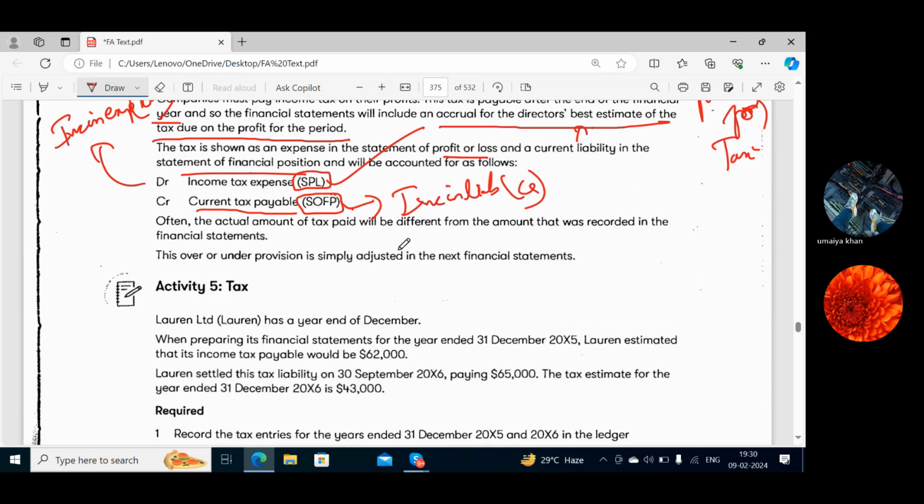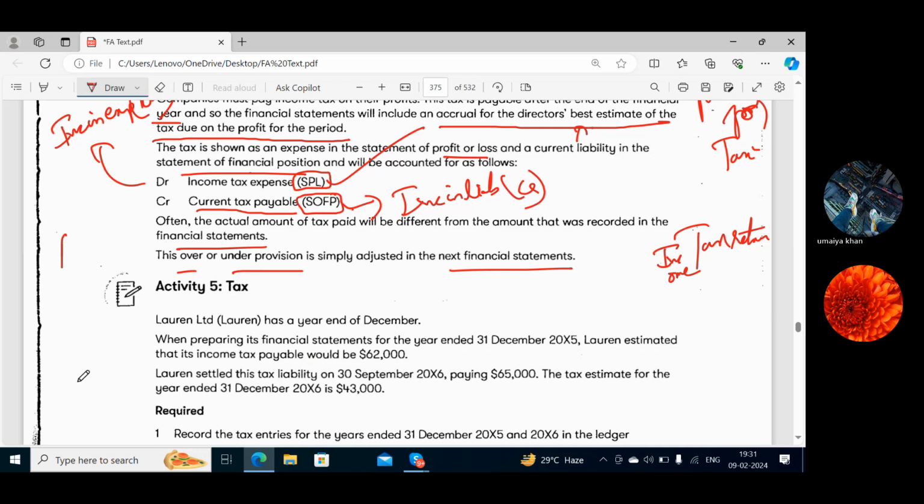Often the actual amount of tax paid will be different from the amount that was recorded in the financial statements, because you pay taxes based upon your tax returns or income tax returns, which you will be filing with the tax authorities, and you'll be preparing it separately from the financial statements. So then comes this over or under provision. This over or under provision is simply adjusted in the next financial statement. See what happens. There can be a case whereby there can be over provision or under provision.